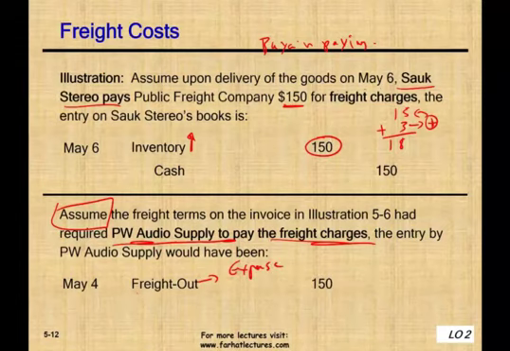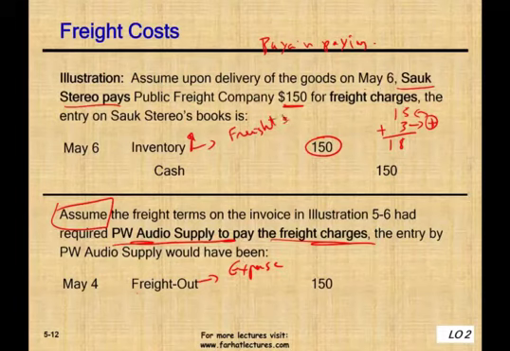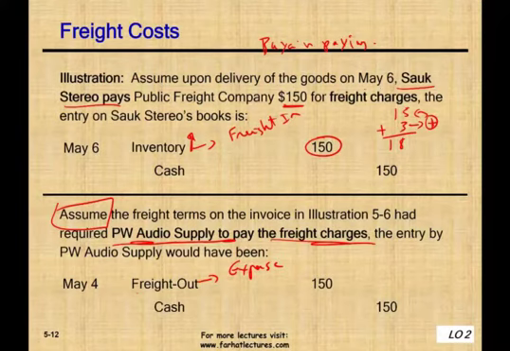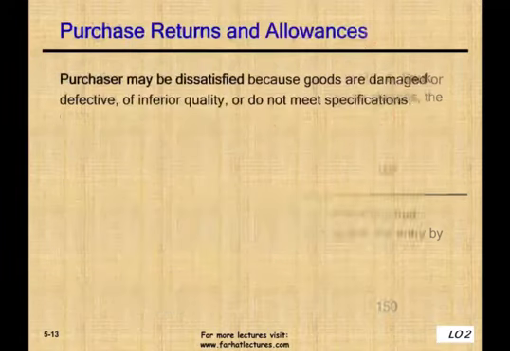Freight out is an expense, and this is a freight in. Freight in is an asset. So the seller would treat the transportation as an expense. Obviously, they don't both pay for it. One will pay, but you need to know when someone pays, how does it work? How does the seller treat the payment, and how does the buyer treat the payment?